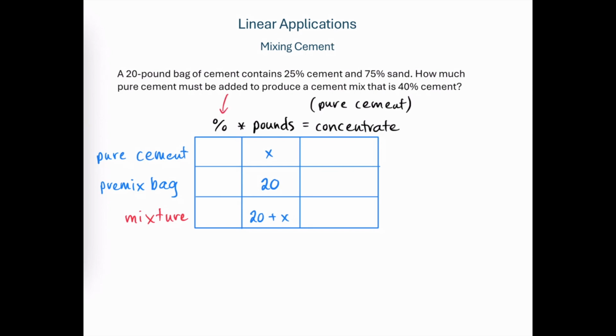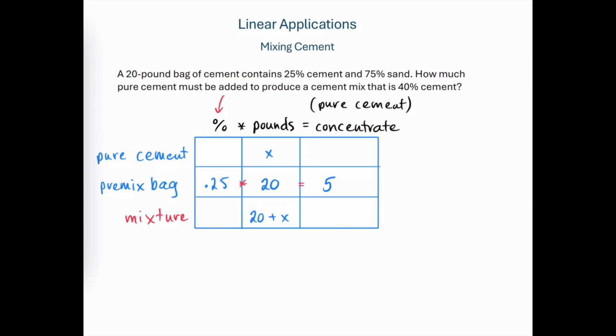Now for our percent column, let's start with the premix row. In this 20-pound bag of premixed cement, 25% of those 20 pounds are pure cement. That means we have a 25% mixture, so we'll put 25% in this cell. This is going to give us how many actual pounds of pure cement are contained in the premix bag. 25% of means multiply the 20 pounds that are present. When we multiply these two things together, there are 5 pounds of pure cement in the premix bag. The other 15 pounds must be sand.